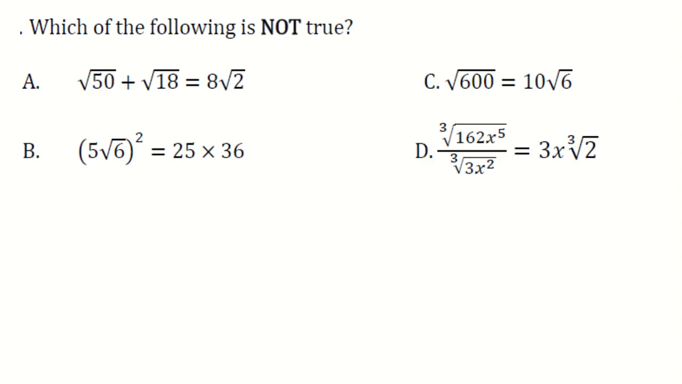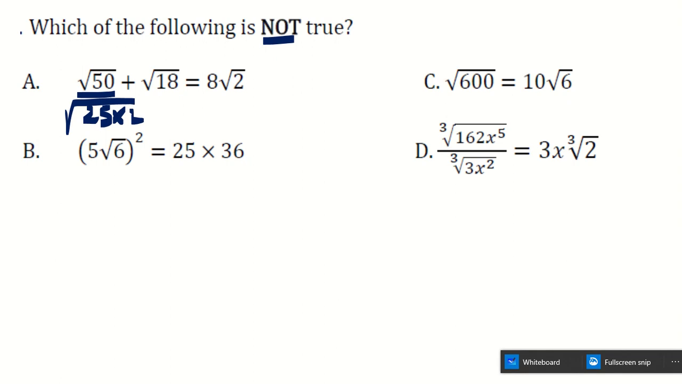The next one, it says which one is not true. Radical 50, it is the same as radical 25 times 2. Okay, let's do it one by one.